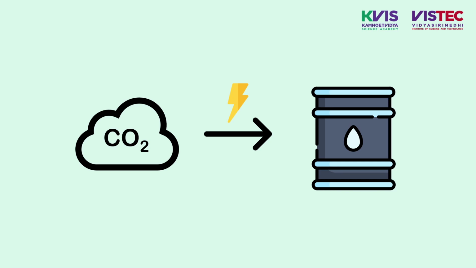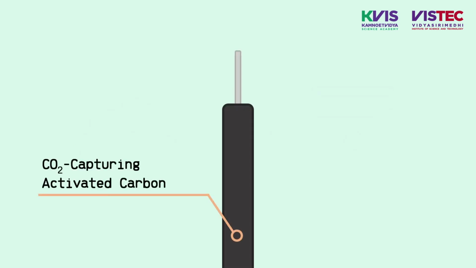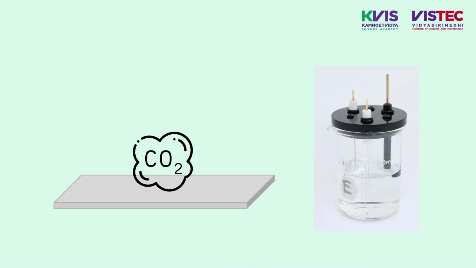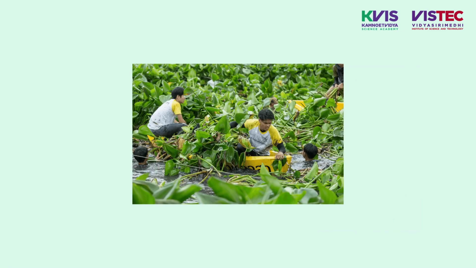To achieve this process, we chose activated carbon, which can capture carbon dioxide gas, to be our electrocatalyst. When powered by electricity, this electrocatalyst will drive the reaction, turning the gas into fuels such as carbon monoxide, methane, etc. Also, we selected the source of carbon to be water hyacinth because of its low cost and the additional benefit of fixing the water pollution problems caused by the plant.